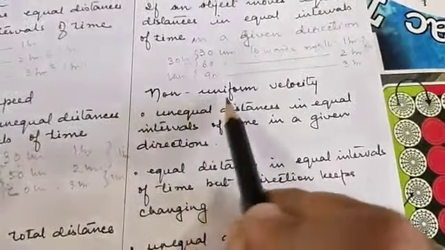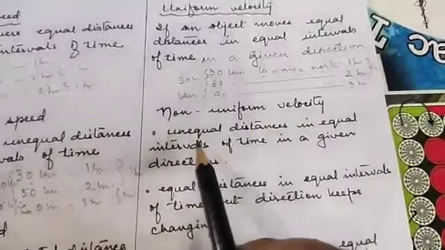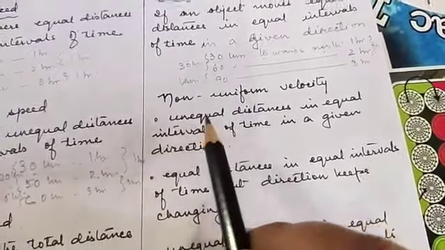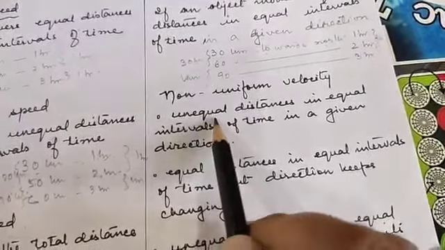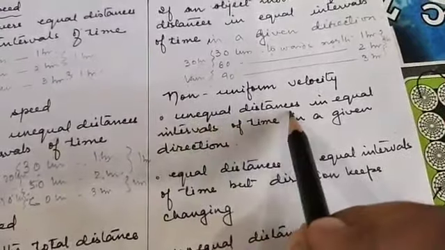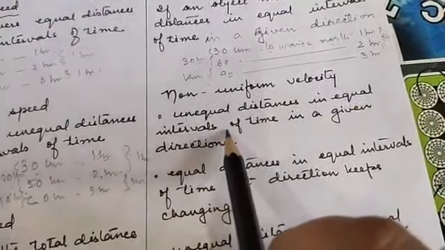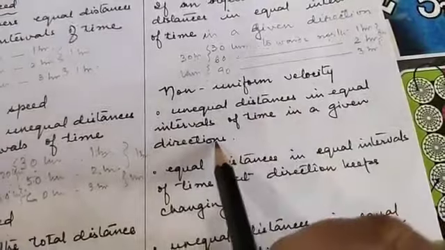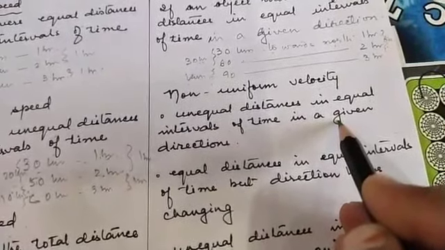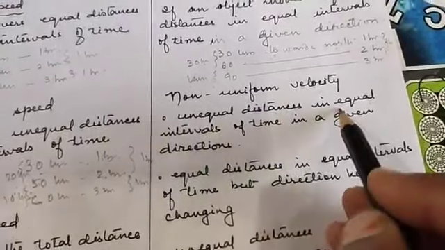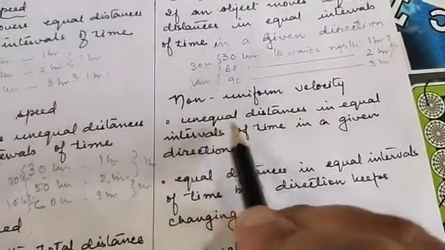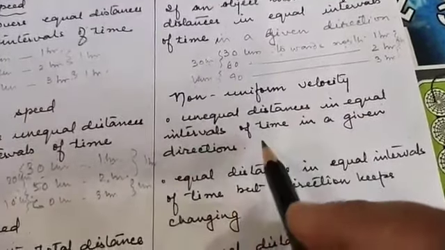Then what is non-uniform velocity? Non-uniform velocity is if a body covers unequal distance in equal intervals of time in a given direction. Here the direction is the same, the time interval is the same, but the distance travelled is not equal.